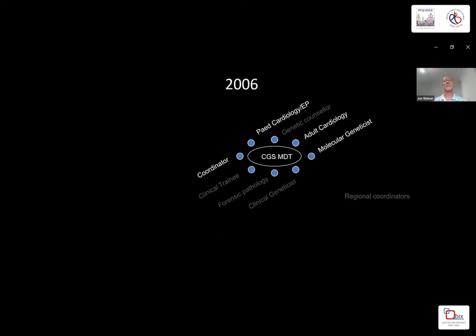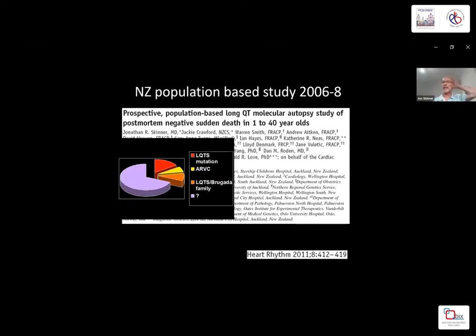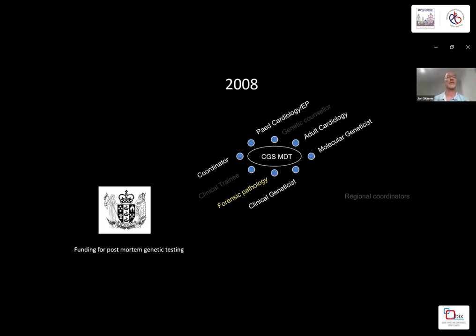And I managed to get some money. We formed our little group. There's our CIDG, 4 people in the group. And we did a population-based study of sudden death, getting together with the National Forensic Service. And we did a molecular autopsy on all the unexplained deaths. And combining that with investigating family members, we found that 30% of 1 to 40-year-olds had an inherited heart condition. And so in 2008, New Zealand was by far and away the first country in the world to have state-funded the molecular autopsy. And the forensic pathologist was sitting firmly within our cardiac inherited disease group.